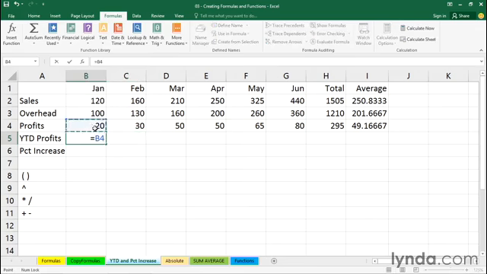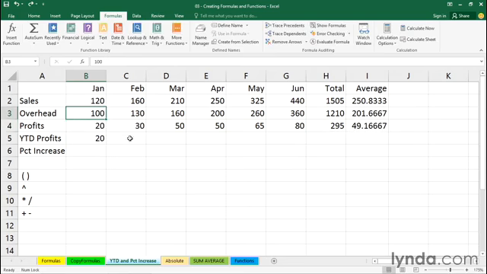Either way, press enter. And so that means if we adjust overhead, maybe our expenses were a lot higher and they really went to 125, as I type this in place, both profit and YTD profit below this will change. In this case, it's a negative, which we hope not to see, but that's what happened. So I'll undo that, Control Z.